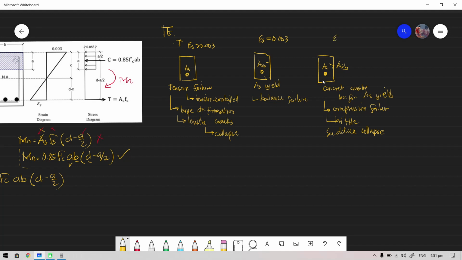Ito naman, yung ES mo is less than 0.003. Okay? So, among these three of design, ang sinasabi ng code, always design yung beam mo in this condition. Such that, sabi ng code, para ma-achieve mo yan, ito yung strain mo, ES, ito yung 0.003. Para ma-achieve mo yan, ano yung magiging ES? So, ano yung magiging ES?